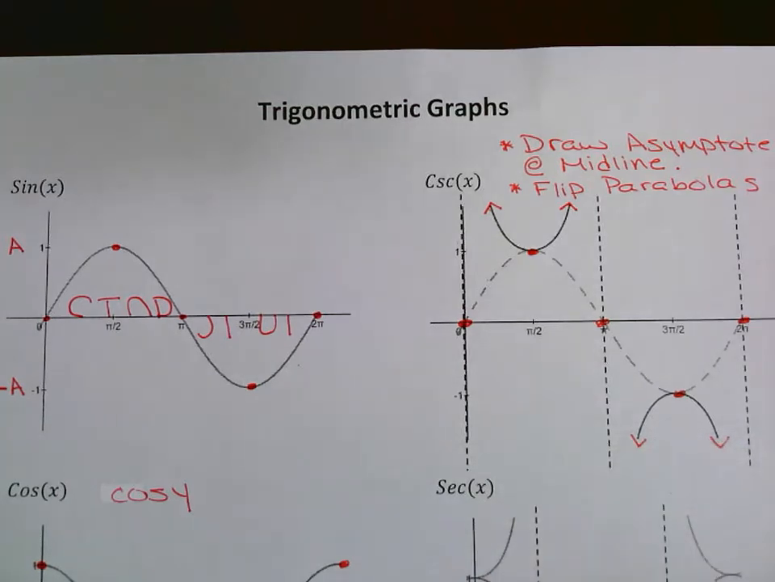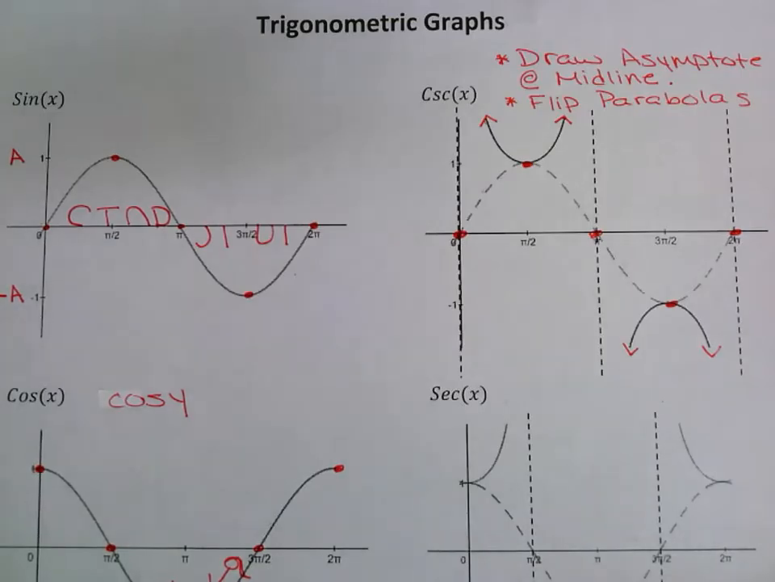Cool? Cosecant and secant should feel like the easiest to draw. Once you know sine and cosine, for example, if I gave you an equation that said 5 cosecant of 3x minus pi, you're going to do that whole problem like if it was a sine, and then at the very end, you just flip-flop. Okay?